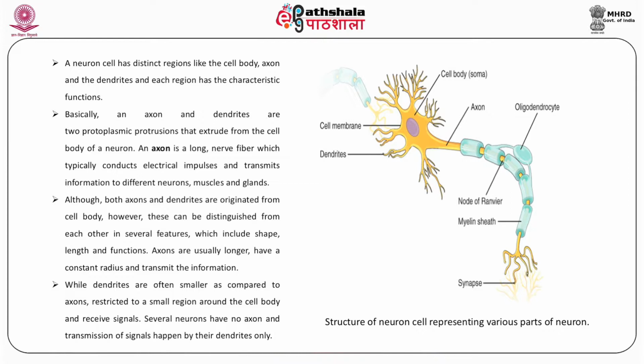In case of axons, they are usually longer, generally have a constant radius and transmit the information. While in case of dendrites, they are often smaller and tapered as compared to axons. They are restricted to a small region around the cell body and receive signals. Several neurons have no axon, and for that matter, the transmission of signals happens by their dendrites only.